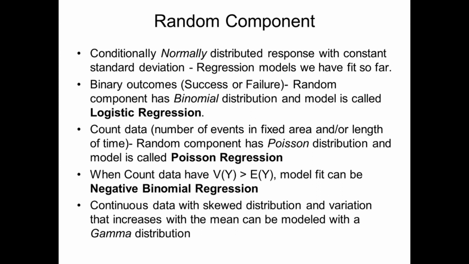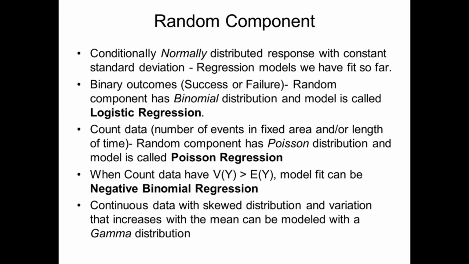We also have a model for count data, a model that counts the number of events in a fixed area and length of time. The random component has a Poisson distribution, and the model is called Poisson regression.